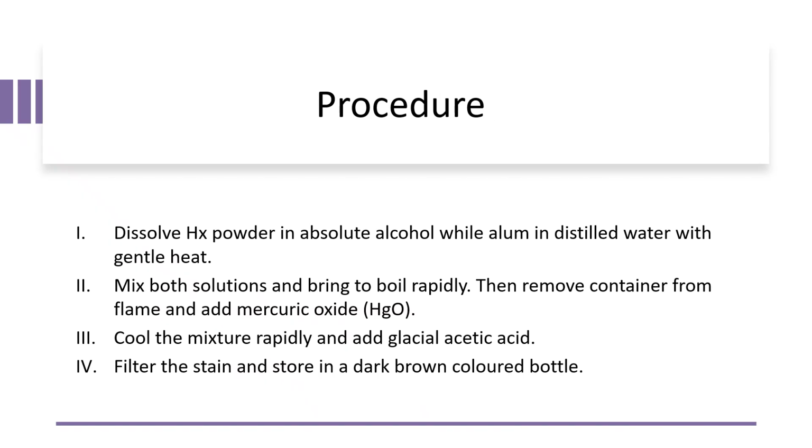This is the procedure for the preparation of the hematoxylin stain. Dissolve hematoxylin powder in absolute alcohol, and alum in distilled water with gentle heat. Mix both solutions and bring to boil rapidly. Then remove the container from the flame and add mercuric oxide. Cool the mixture rapidly and add glacial acetic acid. Filter the stain and store in dark brown colored bottles.